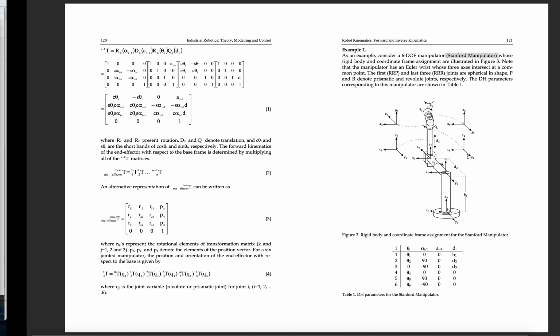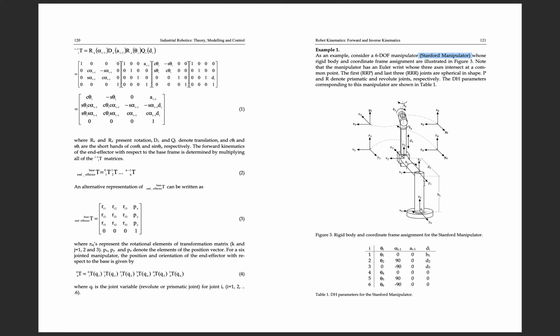The last parameter that plays a part in the transformation from 0 to 1 is d1, which is the distance between x0 and x1 along z1. Okay, so the distance between x0 and x1 is d1. Now the next transformation is between the first coordinate system and the second coordinate system. And here we have x1, z1, y1, and x2, z2, y2.